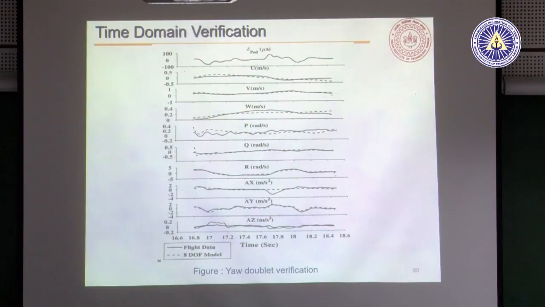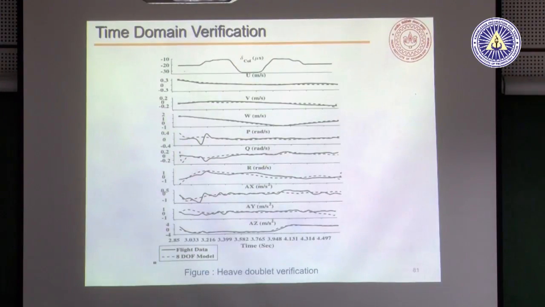This is the yaw doublet. Here also we have given a doublet input, in yaw. Yaw is still slightly tricky to match, but U, V, W is fine. P is also okay. Q and R are good here. AX is again showing this strange bump in the flight test data, while the model is smooth. AY and AZ are also somewhat okay. So overall it gives reasonably good correlation.